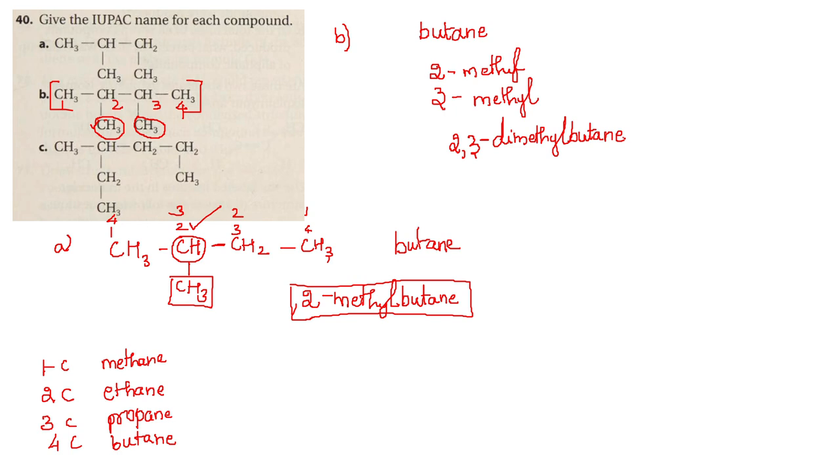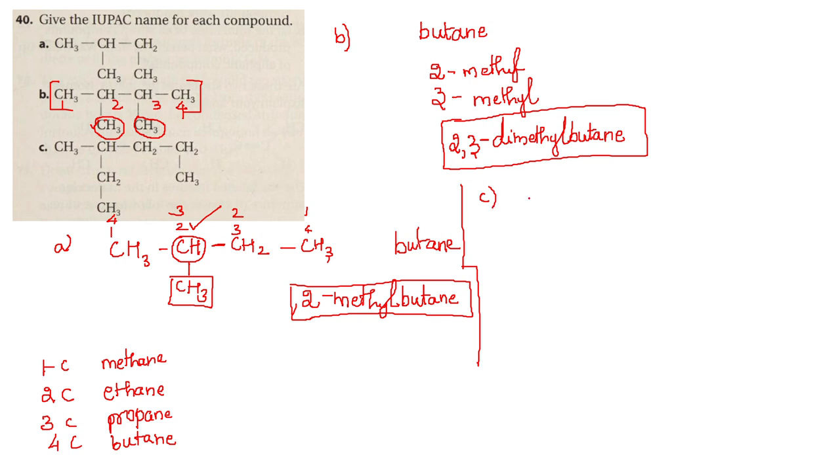The last step tells me that the numbers should be separated by commas, and numbers and letters should be separated by hyphens. So this is one single word. There will not be any space in between. 2,3-dimethylbutane. Fine? Can we move on to naming the next compound?